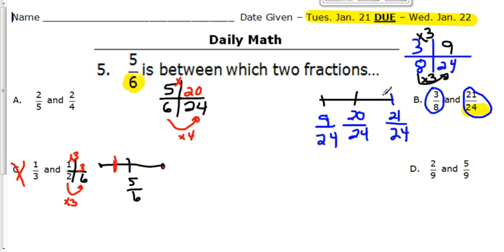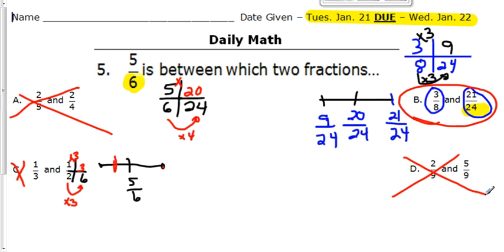And we have our winner right here. 3/8 and 21/24 have 5/6 that comes in between. That works perfectly, guys. That means we didn't even have to do A. We had no work to do for A. We had no work to do for D. So we saved ourselves some work. You never have to try out your answer choices in order.